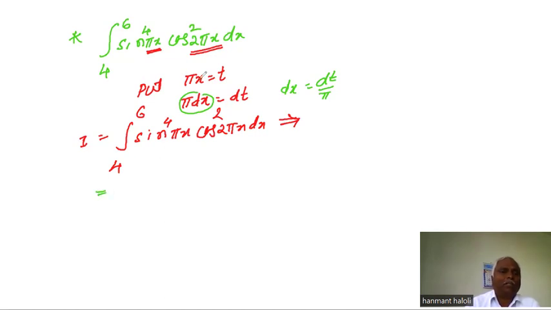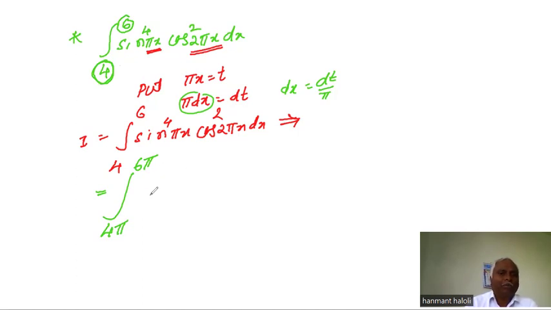Now check the limits simultaneously. What limits will change for the substitution? You put πx = t. The lower limit is x = 4; put x = 4 here, t becomes 4π. And we put x = 6, t becomes 6π. The limits become 4π to 6π. Now our constant limits are converted into π format.